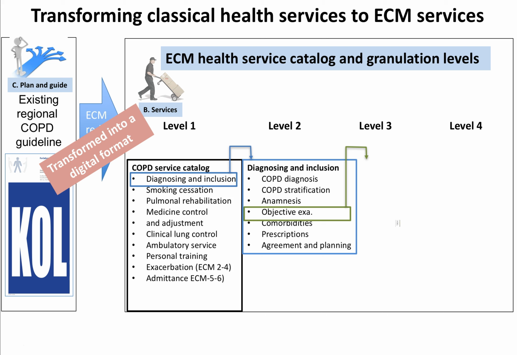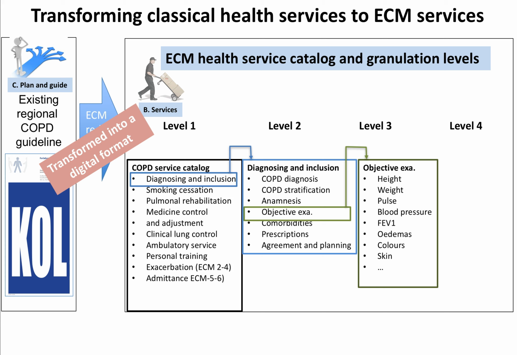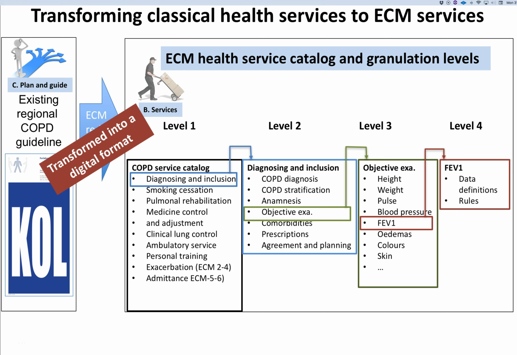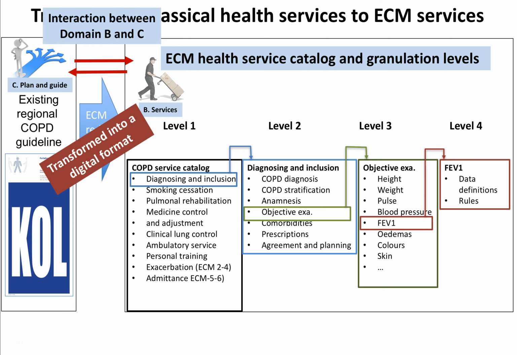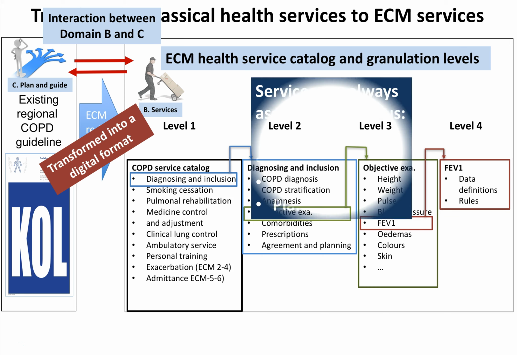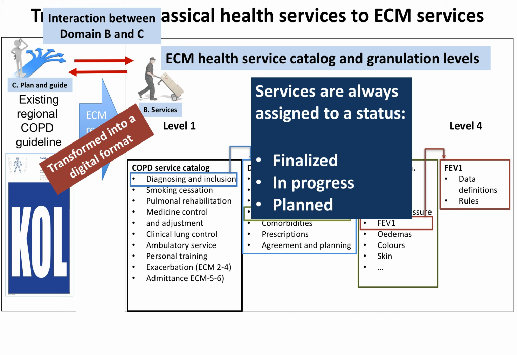If we further need to have accurate information about what the underlying data definitions are, we can move to granulation level 4. Here we find precise meta-information on definitions and associated rules and related criteria for data use. This was an overall exemplification of the ECM domain B, the service domain within the COPD area. Note that a service is always assigned a status that can be finalized, can be in progress, or be planned. An important link between a service and a plan is via the status property. This we'll look at in the next slide.